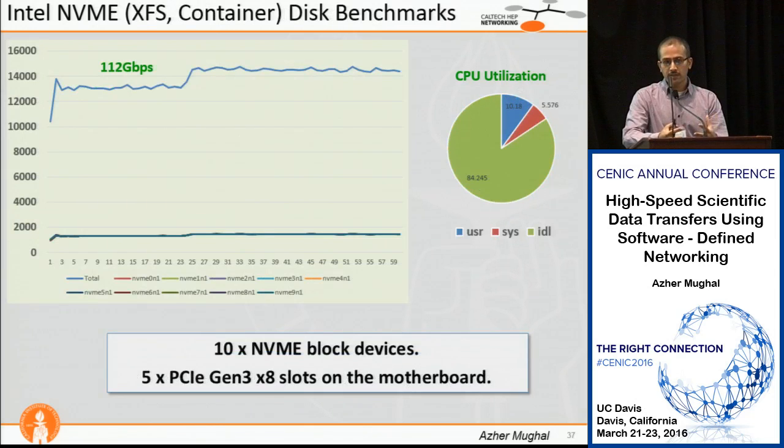So now it's time to aggregate all those drives together using an Intel container, and on top of that, using a file system called XFS. We can see that we still have the 112 gigabit per second, and the CPU utilization went a little bit lower to 84% idle, which is still available.